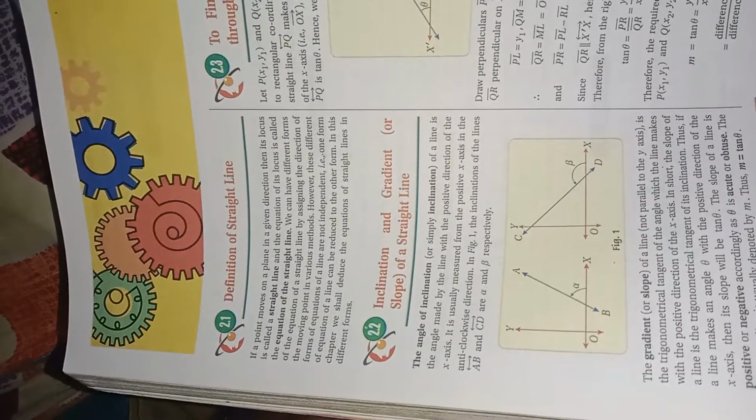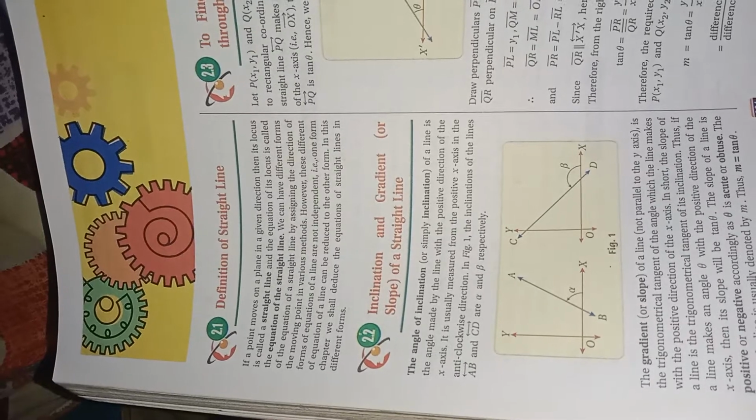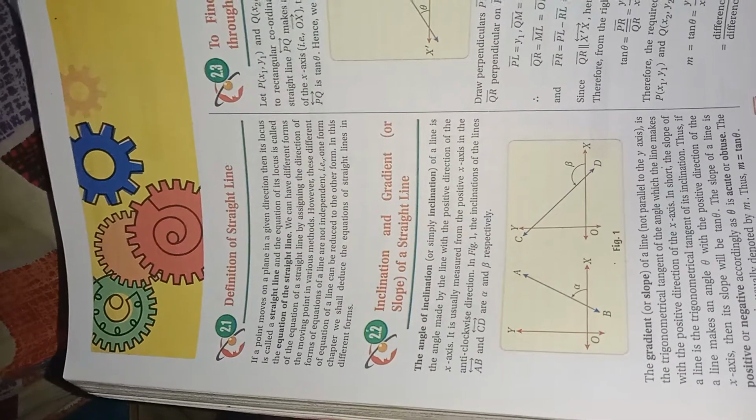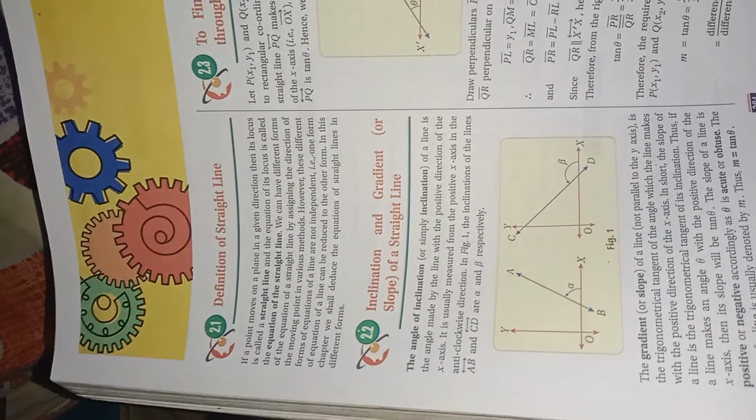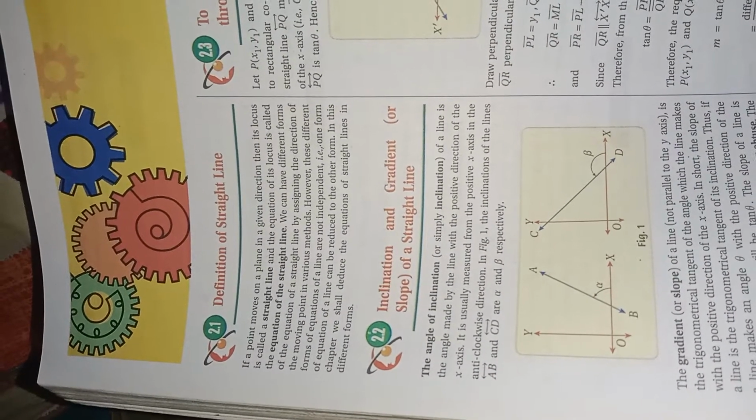Definition of a straight line. If a point moves on a plane in a given direction, then its locus is called a straight line, and the equation of its locus is called the equation of the straight line.